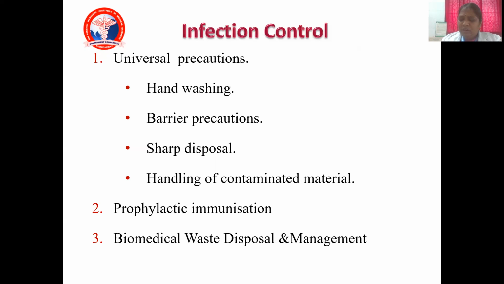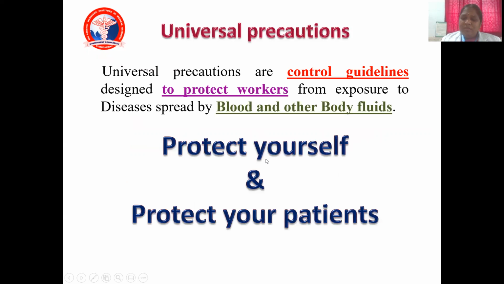Under infection control practices, the headings we are going to cover today begin with universal precautions. We'll see what is universal precaution. It includes hand washing, barrier precautions, sharp disposal, and handling of contaminated materials. Apart from following these universal precautions, we have to concentrate on prophylactic immunization to prevent us from getting a lot of infections. And the most important thing is biomedical waste disposal and management. We'll see one by one. First one is universal precautions.